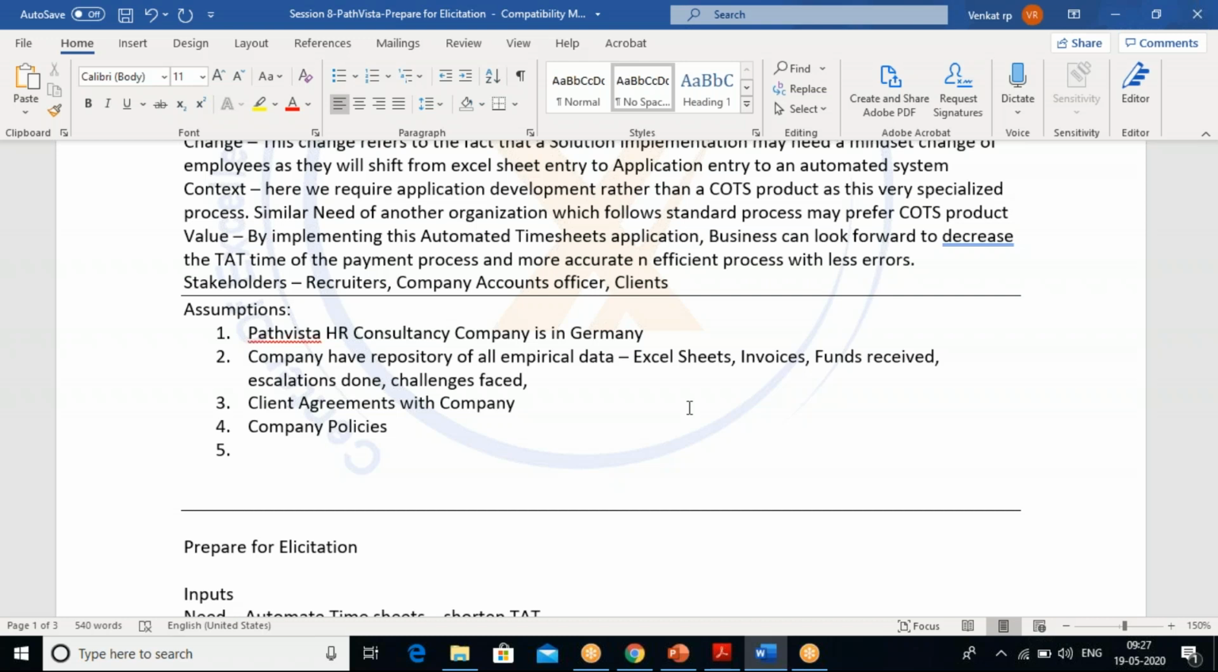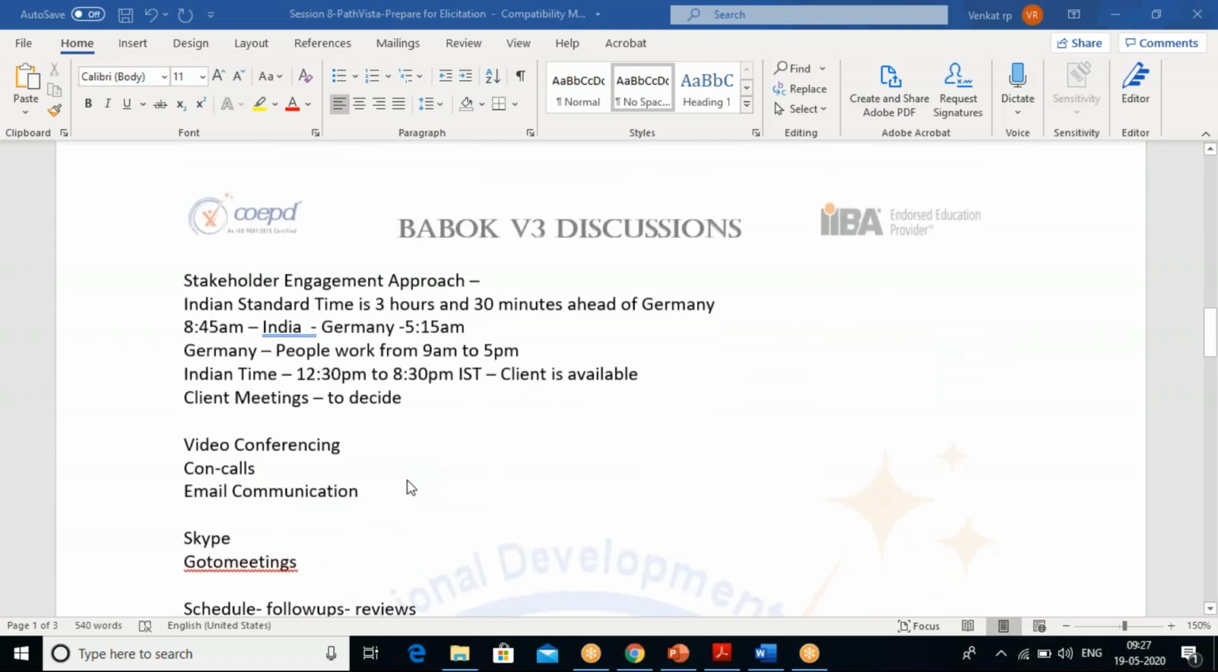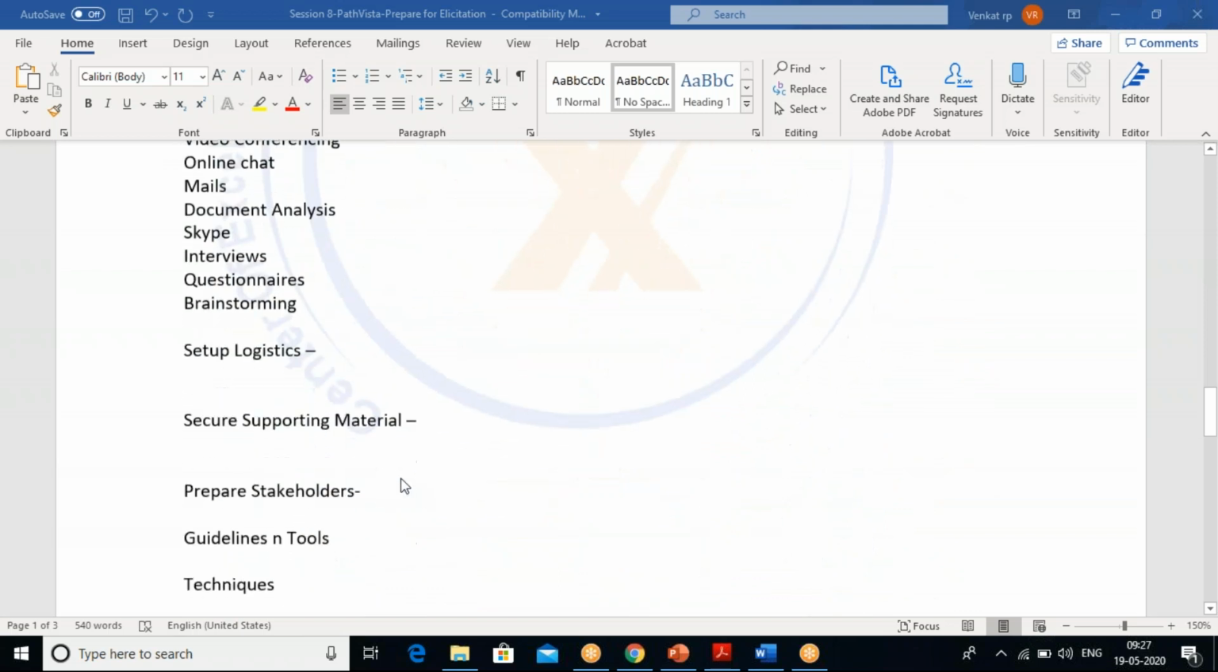Even the client agreements with the companies, and our company policies as well, we should add them, because under this perspective only we are going to make it up, right? So these things we should be clearing. Yeah. So we should add company policies as well, and also the client agreements with the company. If you can add to it, then it will be good for us. Okay, got it. Hope you can understand about it, right?